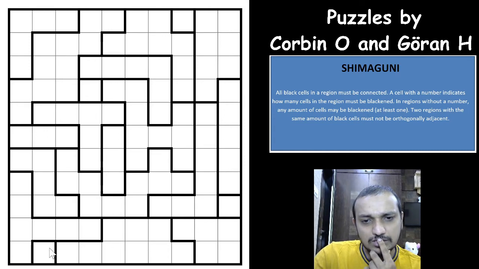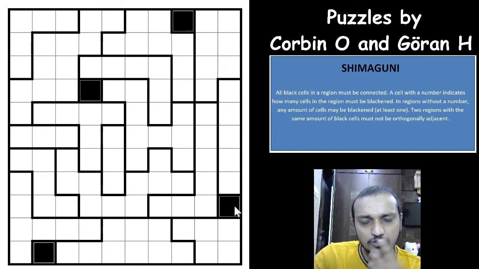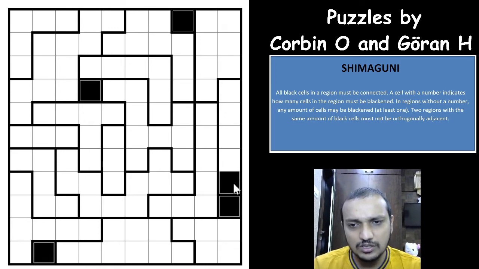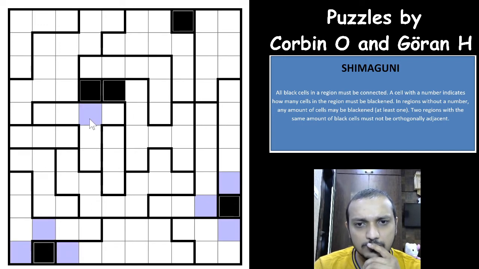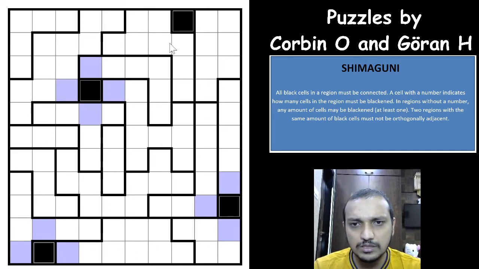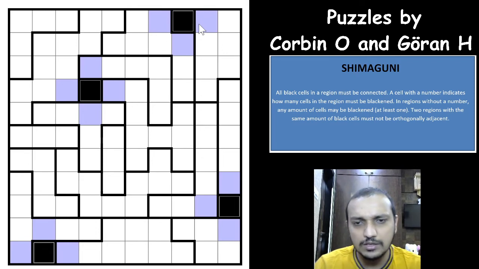I can see that there are one cell regions here, so for sure, of course, all of these one cell regions would have to be shaded, right? And all of these would have to be unshaded now. Okay. I'm sorry, actually my mouse isn't working here properly.